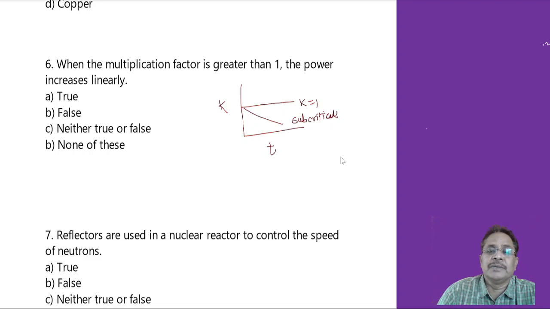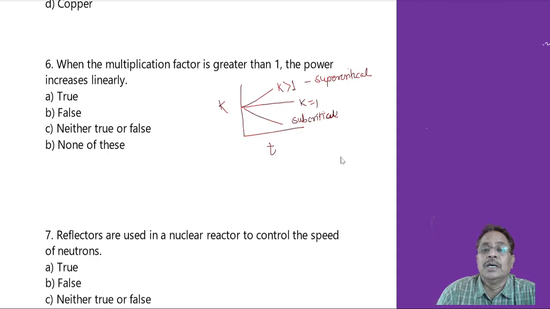In some other case, if the multiplication factor becomes more than 1, this is called the supercritical state of the nuclear reactor, which is what a nuclear explosion is. And this is the critical state. So when a nuclear reactor goes critical, it means we are maintaining its multiplication factor equal to 1.